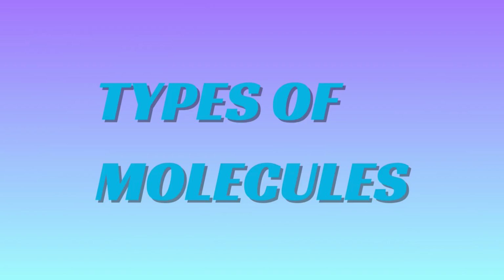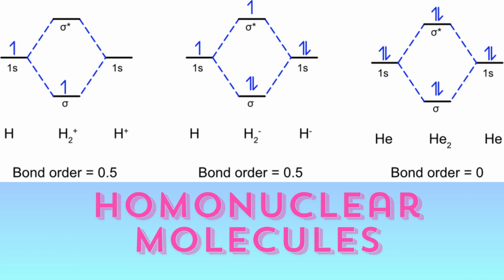Types of molecules. There are a variety of molecules and they are classified based on their composition and the type of chemical bonds that hold their atoms together. These types of molecules include homonuclear molecules. Homonuclear molecules or homonuclear species are molecules composed of only one element. Homonuclear molecules may consist of various numbers of atoms.